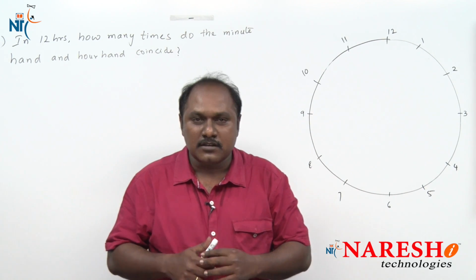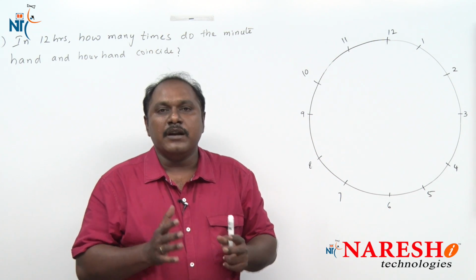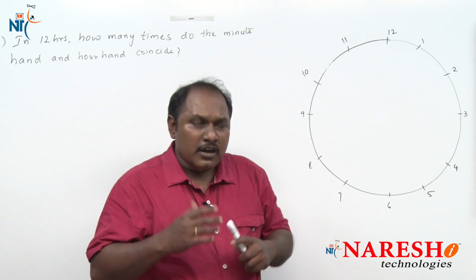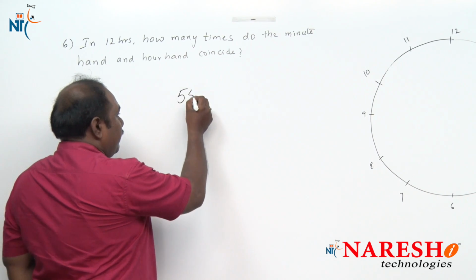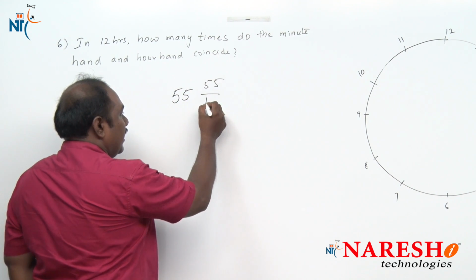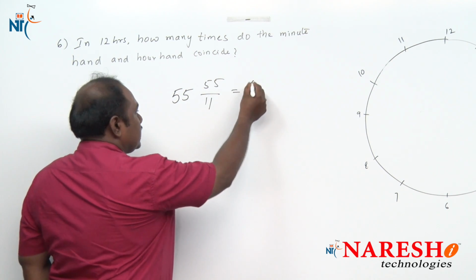Suppose a question is asked, in between 11 o'clock and 12 o'clock, at what time do the minute hand and hour hand coincide? Now, if I use the shortcut we have applied till now, it would be 55 by 11. 55 by 11 is 5, 55 plus 5 is 60.